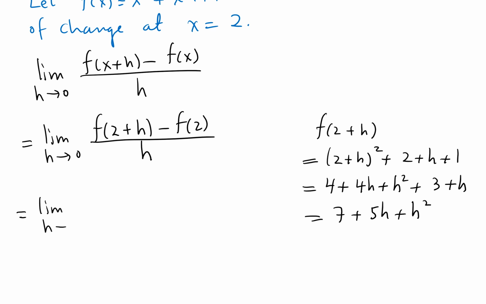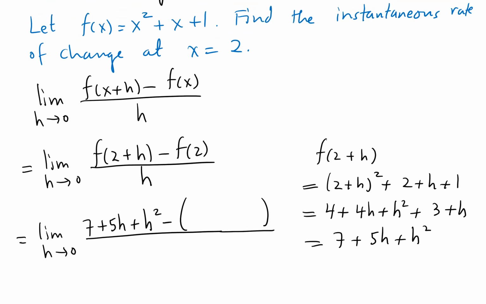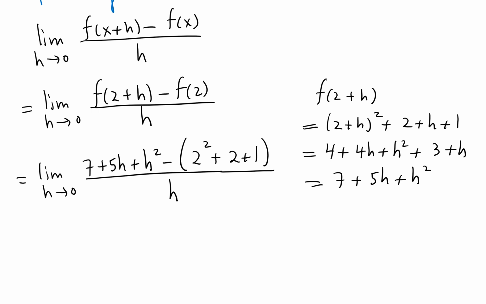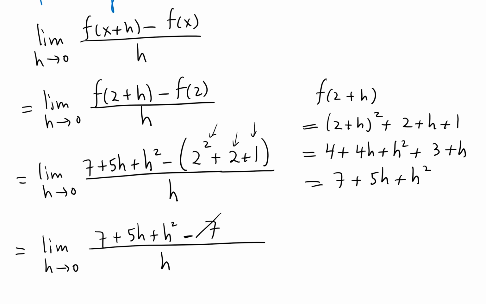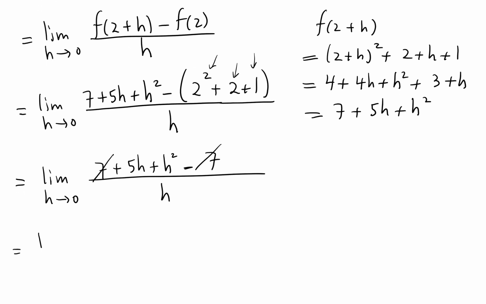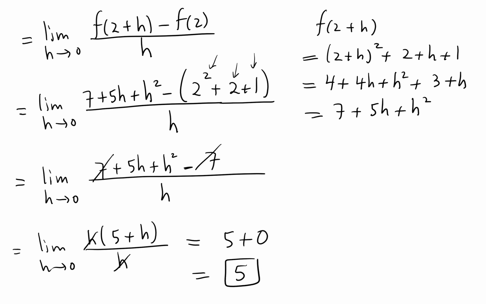So we're going to find the limit as h goes to 0. f of 2 plus h we found: it was 7 plus 5h plus h squared, minus f of 2. Replace x with 2: 2 squared plus 2 plus 1. Let's simplify. 7 plus 5h plus h squared minus, this is 4 plus 2 is 6, plus 1 is 7, over h. Notice how the 7s cancel each other. On the top we can factor an h out. The h's cancel. If you pass the limit as h goes to 0, that gives us 5. That's the slope of the tangent line at x equals 2.